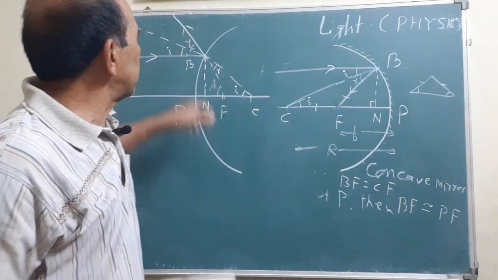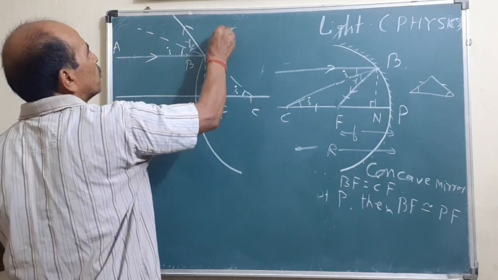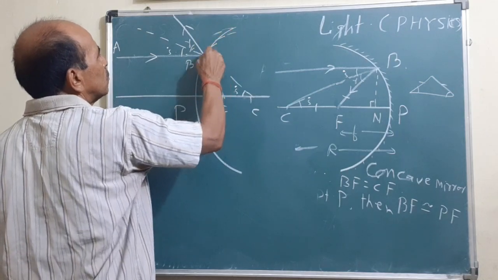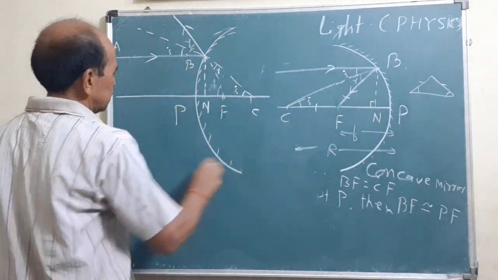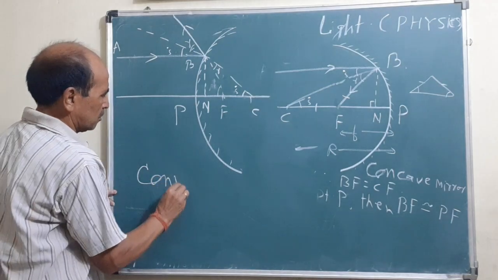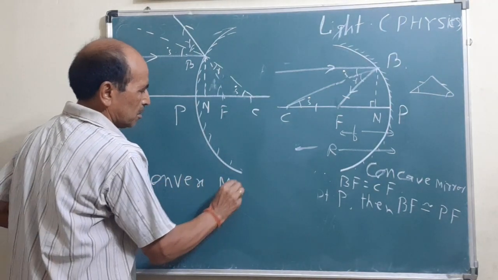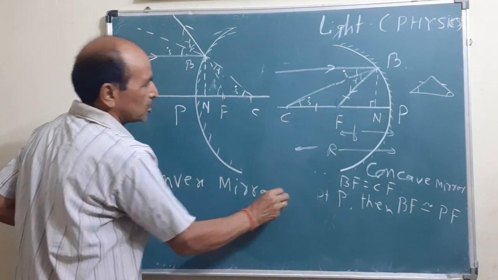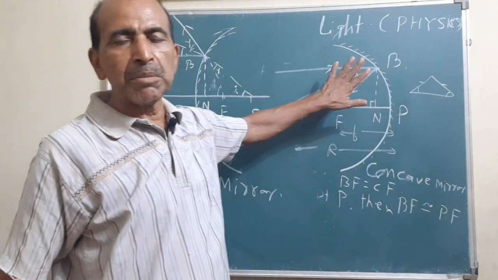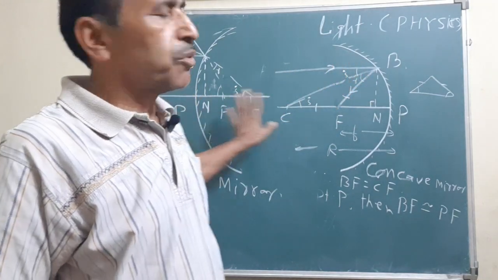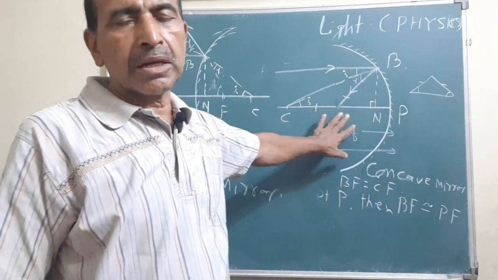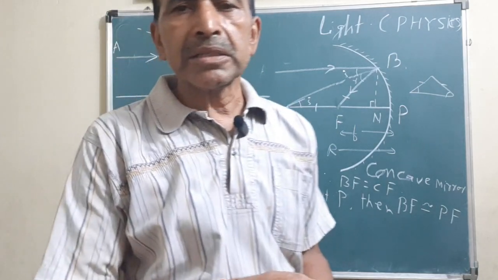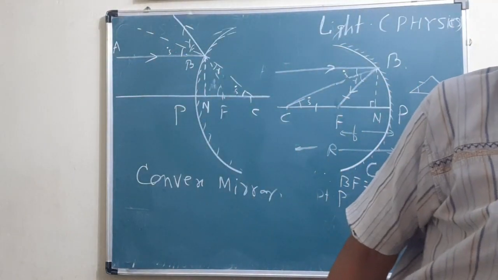So now this is a convex mirror. The outer side is polished. So the same triangle you can take, similar. Only the figure you have to draw for convex mirror, concave mirror and convex mirror, and similarly you can prove it for convex mirror also.